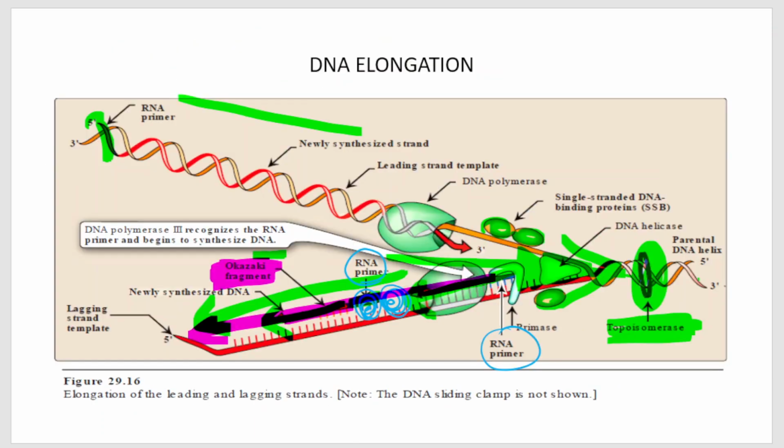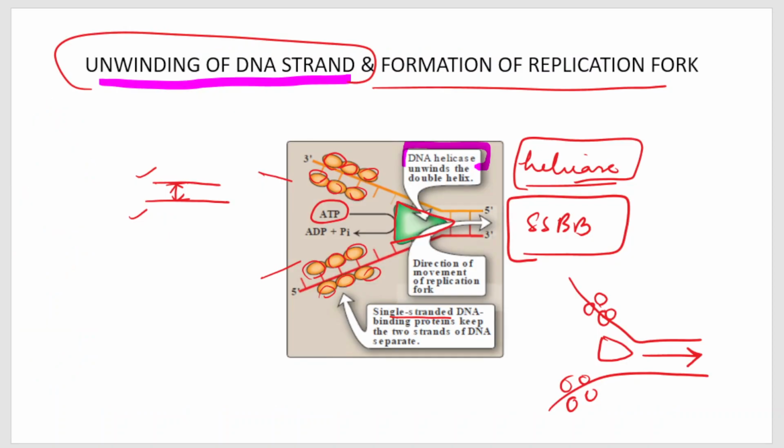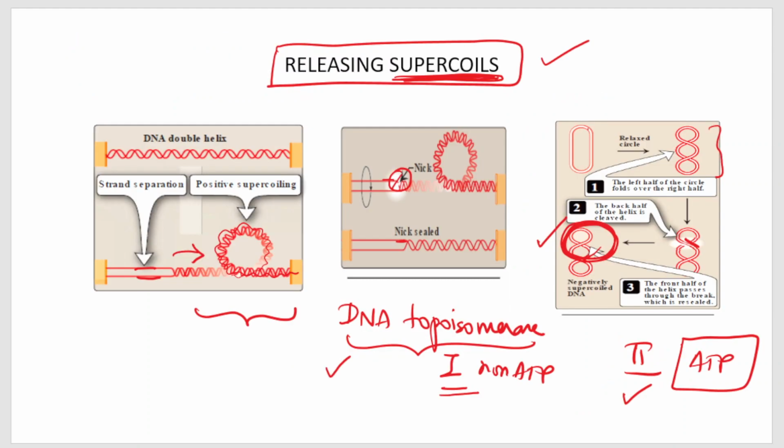So now, what we have seen initially is the origin of replication, finding out the origin of replication. The ORI is nothing but a short segment of AT-rich nucleotides. After that, there is unwinding of the DNA strand using DNA helicase, and the single stranded binding proteins will keep the strands in a separated condition. So the replication fork is formed. As the DNA helicase unwinds the DNA strand, supercoils are formed. Those supercoils are released using DNA topoisomerase enzymes 1 and 2.